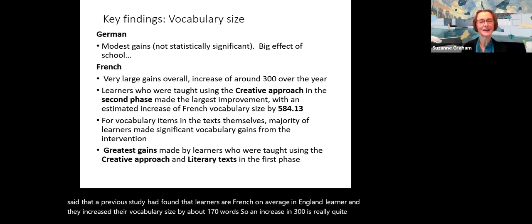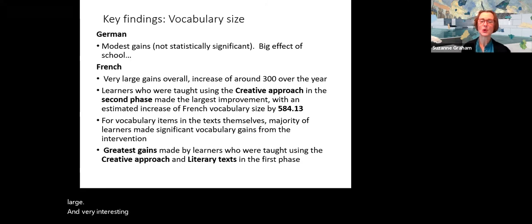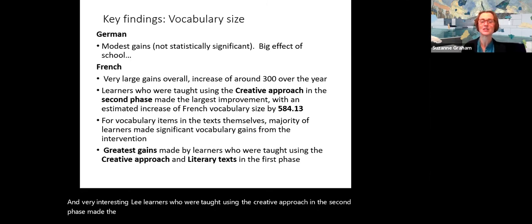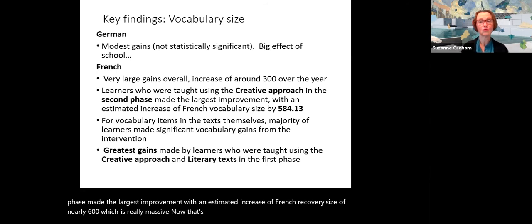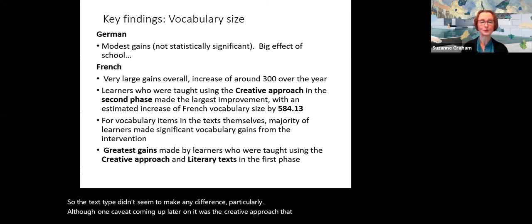And very interestingly, learners who were taught using the creative approach in the second phase made the largest improvement, with an estimated increase in French vocabulary size of nearly 600, which is really massive. That's the creative approach, regardless of the text type. So the text type didn't seem to make any difference particularly, although there's one caveat coming up later on, it was the creative approach that was the most helpful.